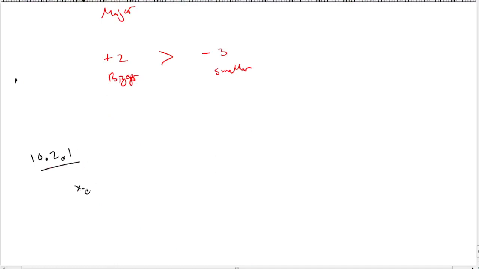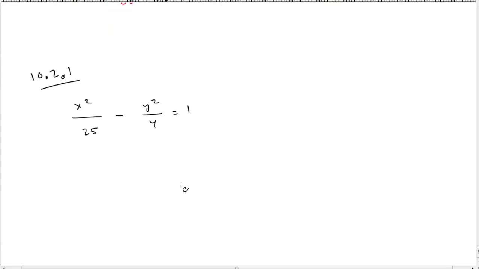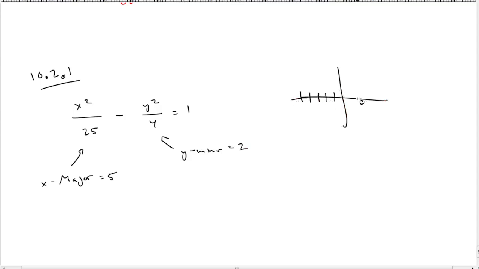10.2.1, I have x squared over 25 minus y squared over 4. My notes are a little off right there. Hold on. There we go. So this is good. They say graph it and find all this stuff and whatnot. Well, you can see that this is going to be an x major of 5, and this is going to be a y minor of 2. And so my x major, 1, 2, 3, 4, 5, 1, 2, 3, 4, 5, and that's it.